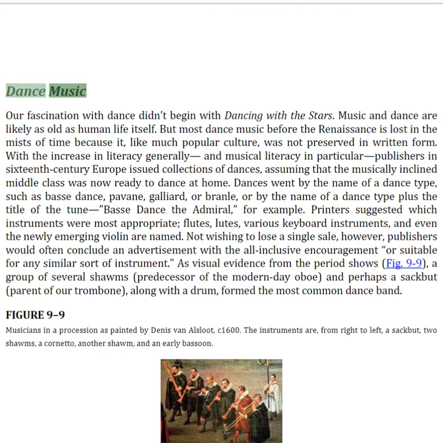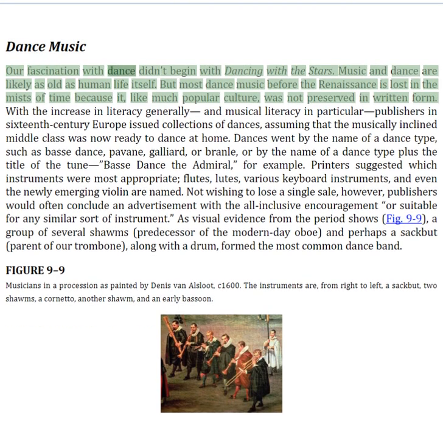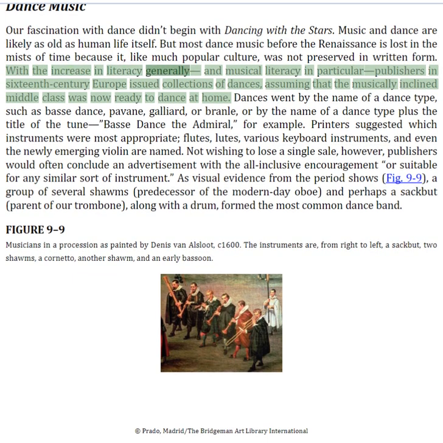Dance music. Our fascination with dance didn't begin with Dancing with the Stars. Music and dance are likely as old as human life itself. But most dance music before the Renaissance is lost in the mists of time because it, like much popular culture, was not preserved in written form. With the increase in literacy generally, and musical literacy in particular, publishers in 16th century Europe issued collections of dances, assuming that the musically inclined middle class was now ready to dance at home.